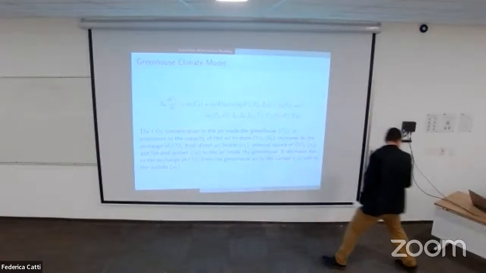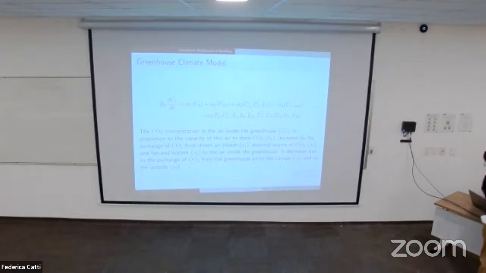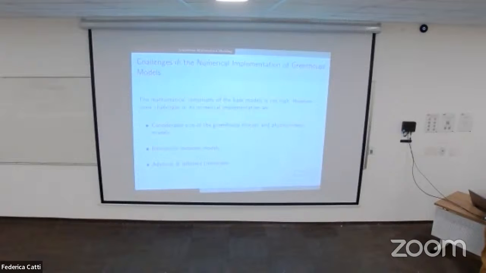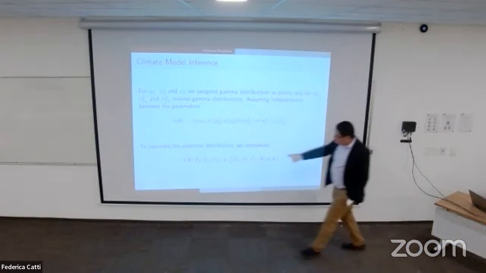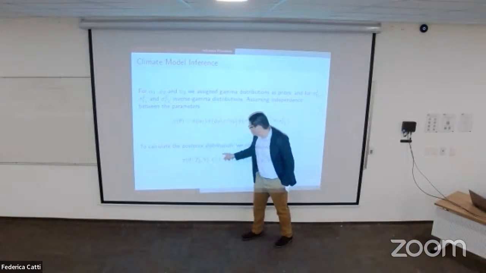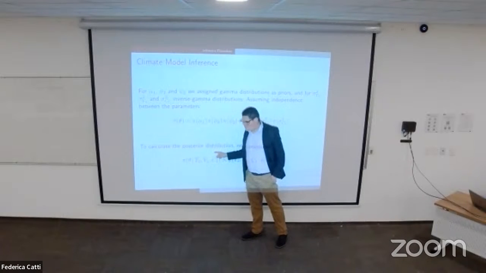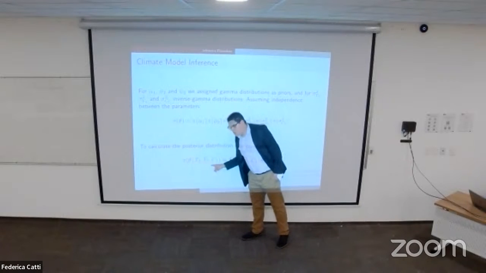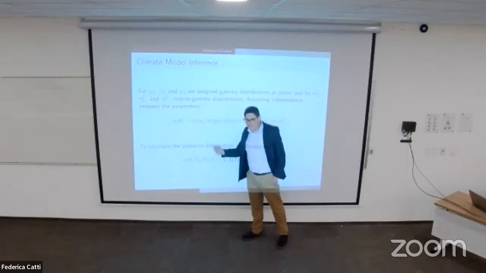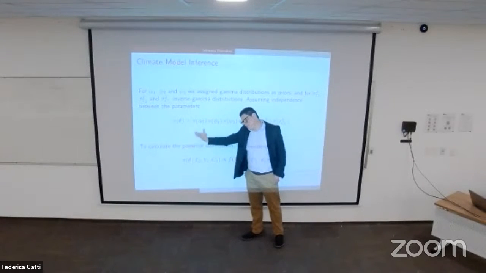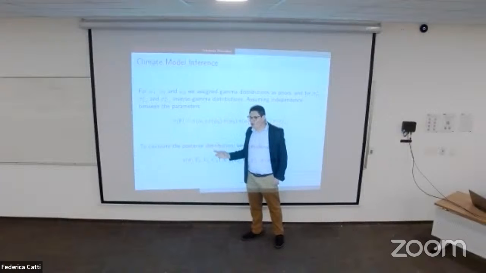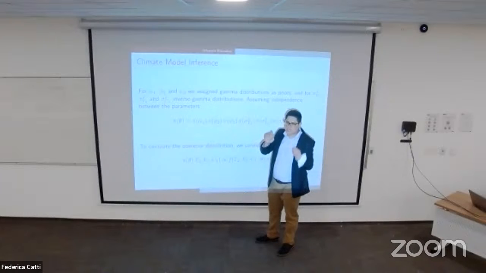And also for making inference, this is the posterior distribution. We use this function to make inference, and also it's not possible to calculate this function by hand. We need another numerical method called MCMC, Markov chain Monte Carlo. So we have two points where a numerical approximation is necessary.